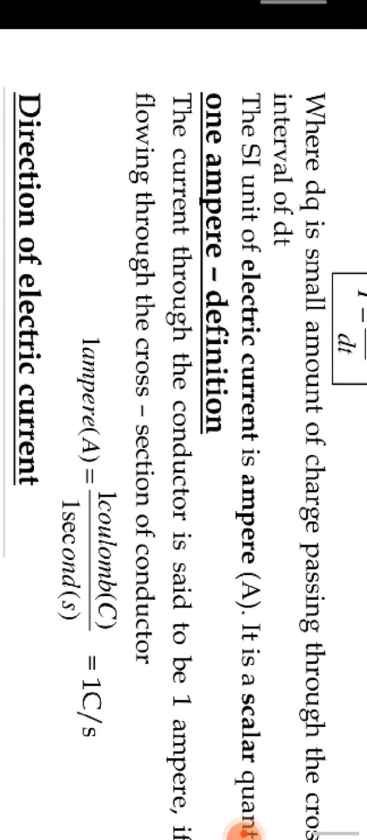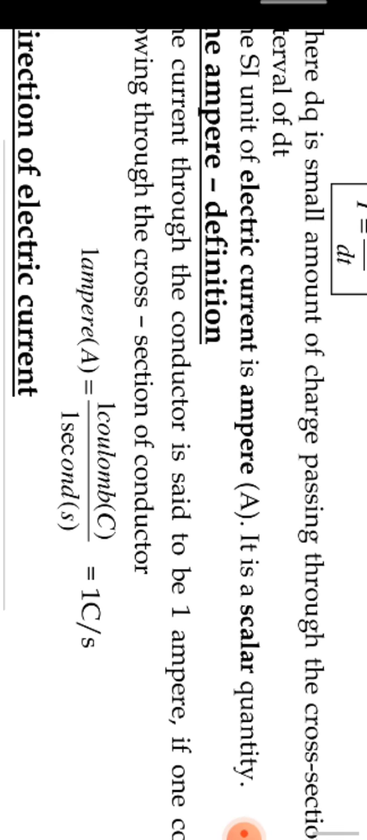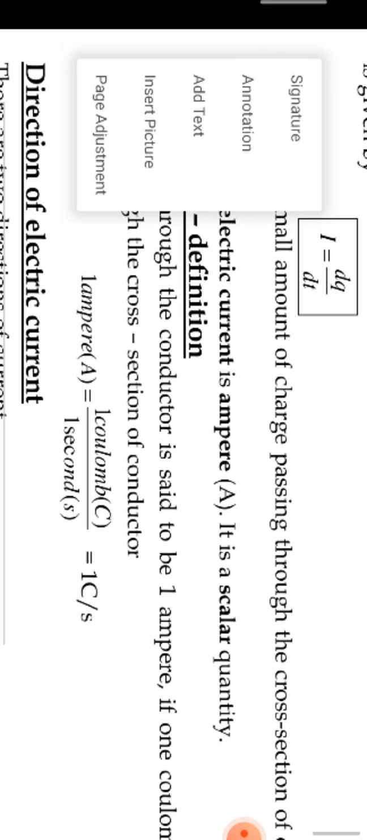What is the unit for electric current? The unit for electric current is ampere. It is a scalar quantity. Even though electric current has direction and magnitude, it is considered a scalar quantity because electric current does not follow vector algebra.